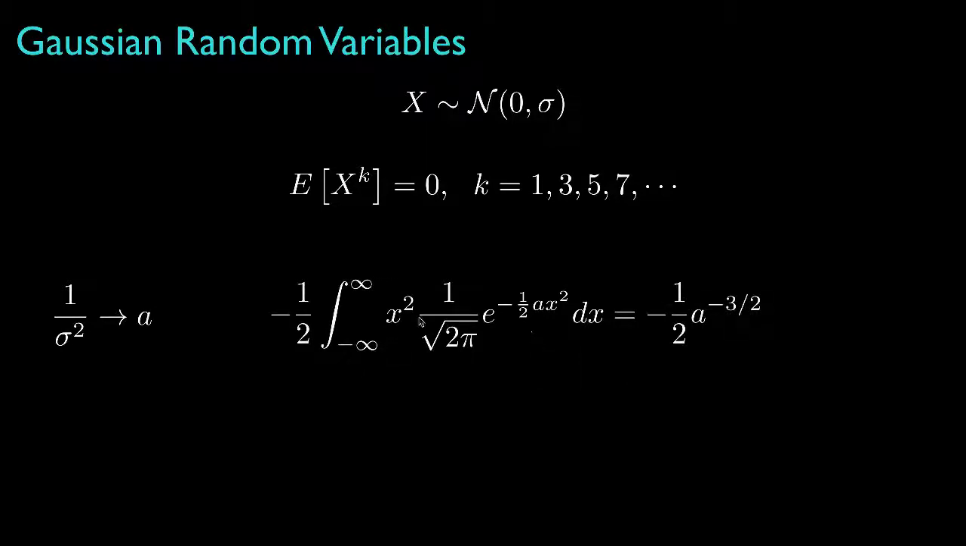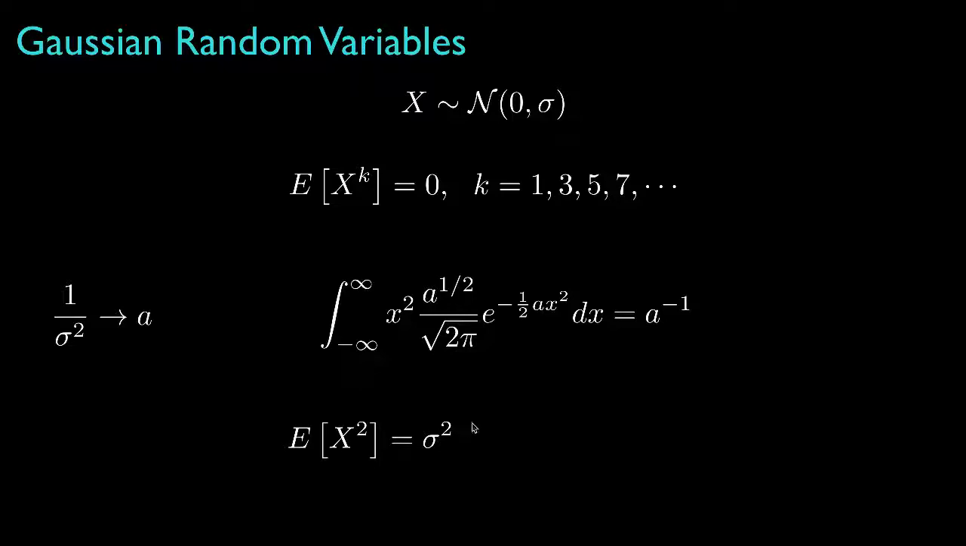That result will drop down a factor of x squared into the integral, and then if we cancel the common factors of -1/2 and move the square root of a back to the left-hand side, we'll have an expression that looks like the integral of x squared times the original density, which is, of course, the second moment for the random variable. And because the reciprocal of a is the variance, we get the expected result that the second moment of a 0 mean Gaussian random variable is its variance.